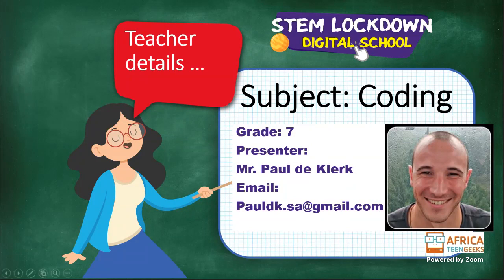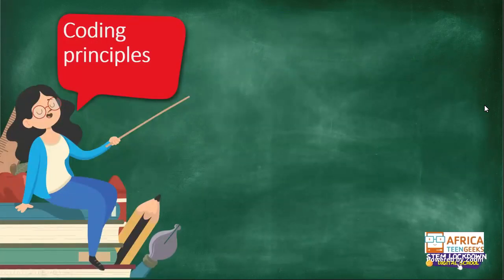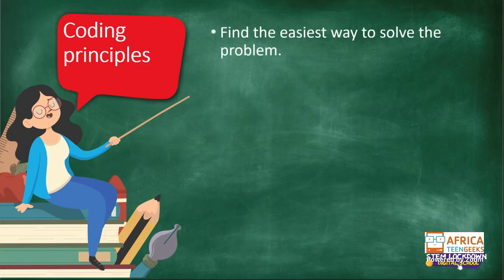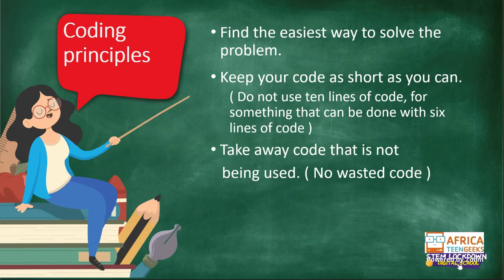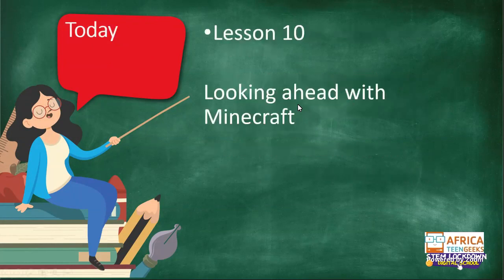Okay, so I'm going to fall right into this. Same coding principles, and I hope by this time next week I'm going to ask you guys to give these to me in the chat box, which is why I'm reviewing them every single day. Always find the easiest way to solve the problem and solve the easiest problem first. Then keep your code as short as you can. Do not use 10 blocks of code for something that can be done in 6 blocks. And the last one says take away code that is not being used so that we don't have wasted code. Right. Today we are in lesson 10, looking ahead with Minecraft.